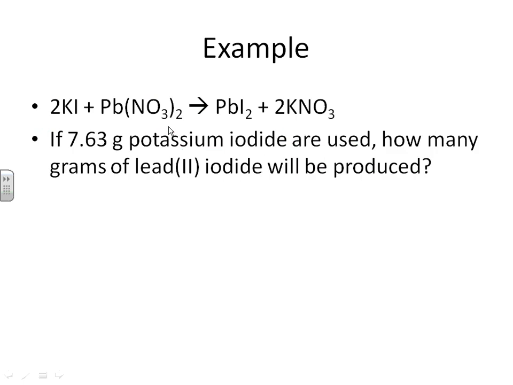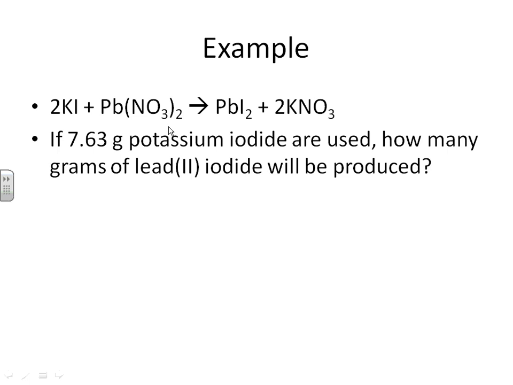Second problem, just to go through this process one more time. We've got a balanced chemical equation. Potassium iodide plus lead-2 nitrate goes to lead-2 iodide plus potassium nitrate, and then it's balanced. If 7.63 grams of potassium iodide, that's the KI, are used, how many grams of lead-2 iodide will be produced? So here's a common question. If you start with a certain amount of reactant, how much product are you expected to get?